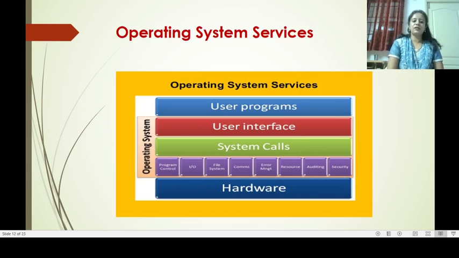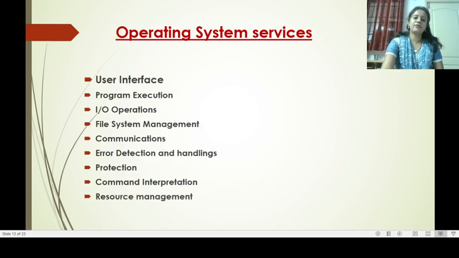Operating system not only provides the components, it also has some of the services. Let us understand what are the different services provided by the operating system to the user. The first most is user interface, program execution, input output operations, file system management, error detection and handling, protection, command interpretation and resource management.